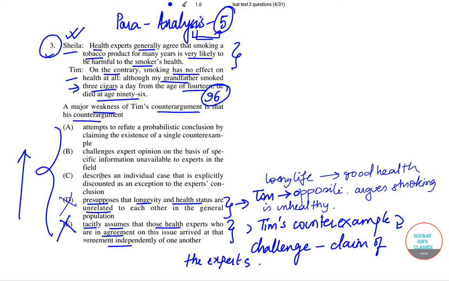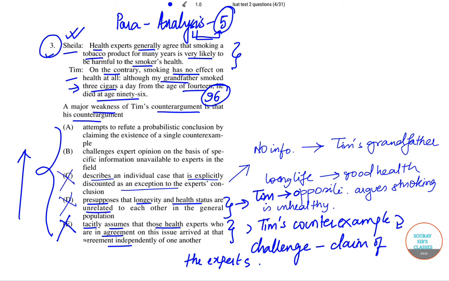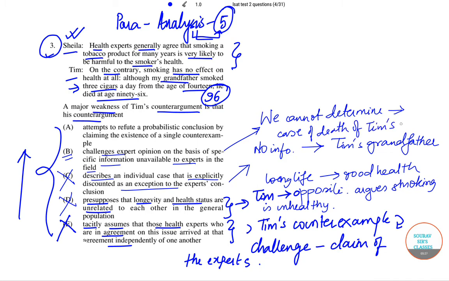We now move on to option number C. It says, describes an individual case that is explicitly discounted as an exception to the expert's conclusion. Now there is no information within the passage to indicate that the case of Tim's grandfather has been discounted. So we cannot accept C to be the correct answer. Moving on to B, it says, challenges experts' opinion on the basis of specific information unavailable to experts in the field. Now, we cannot determine whether the expert had information about the case of the death of Tim's grandfather. So, given this, we cannot pick B also.